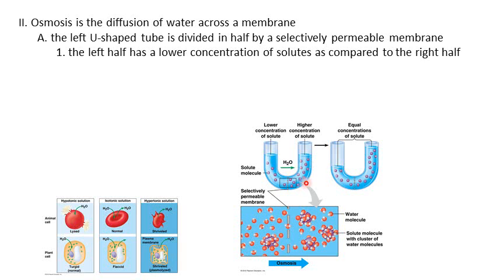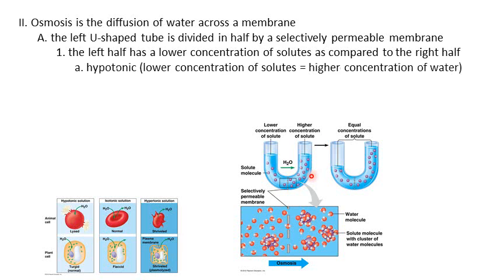Okay, so when we use the term hypotonic, it refers directly to there being fewer solutes, but indirectly to there being more water molecules. Hypertonic refers directly to there being more solutes, but indirectly refers to there being a lower concentration of water. So hypotonic, lower concentration of solutes, which also implies, of course, a higher concentration of water like we see in this drawing. So the right half, as we said before, is hypertonic relative to the left half.